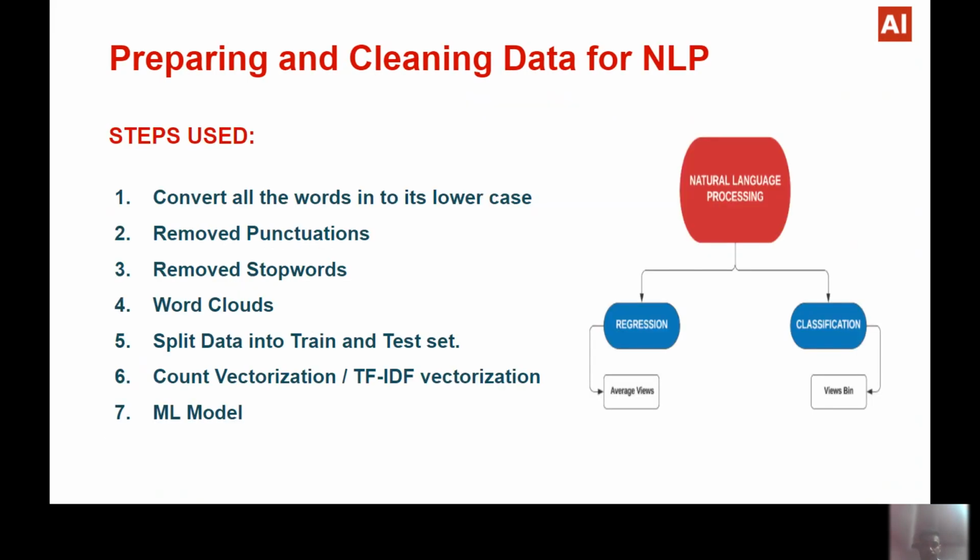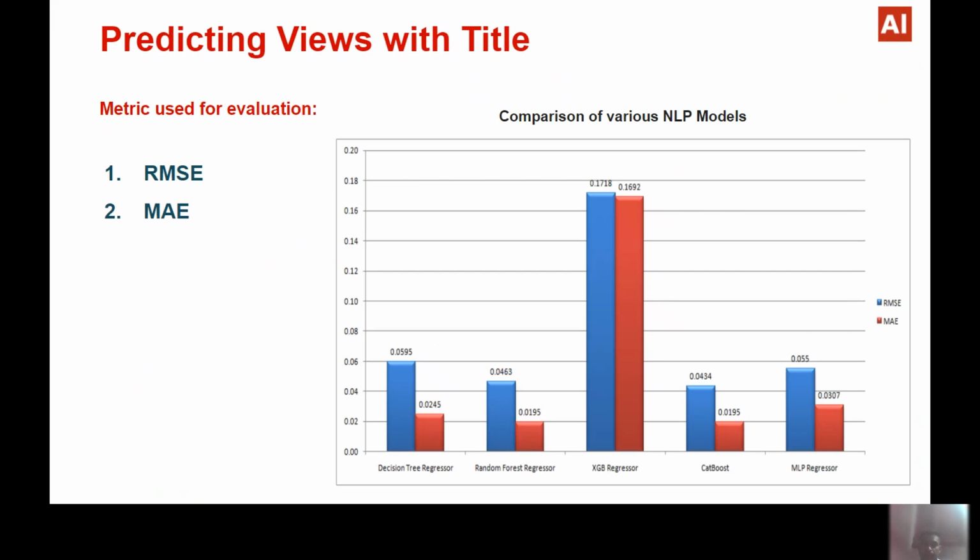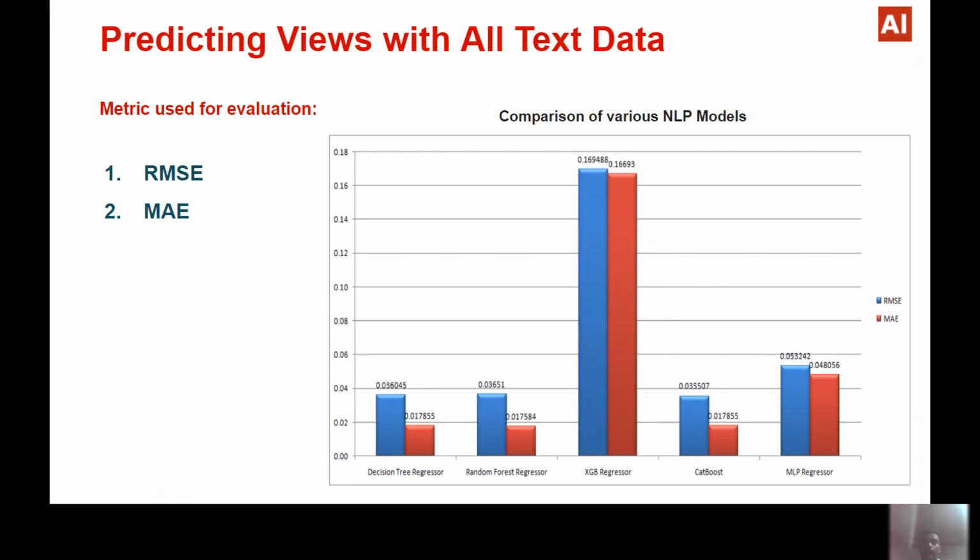Here we did conversion of all words into lower case, removed punctuation and stop words, and split our data into train and test, did TF-IDF vectorization, and applied a few models on it. We did modeling with our title part. We applied decision tree regressor, random forest regressor, XGB regressor, CatBoost regressor, MLP regressor. And in the last we combined all textual columns into one column, and we applied the same decision tree regressor, random forest regressor, XGB regressor, CatBoost regressor, and MLP regressor for all textual data.